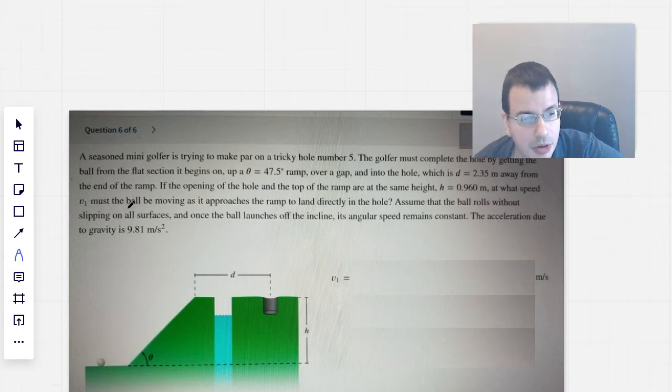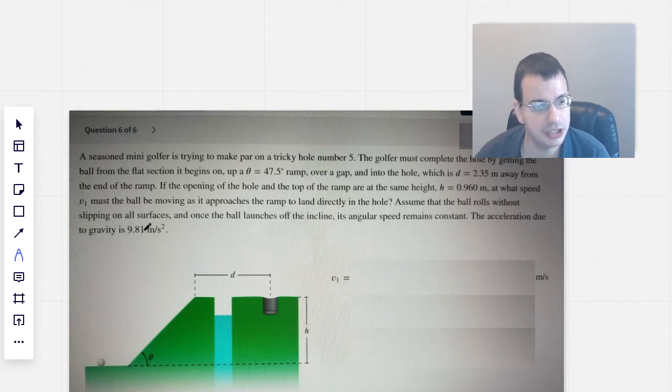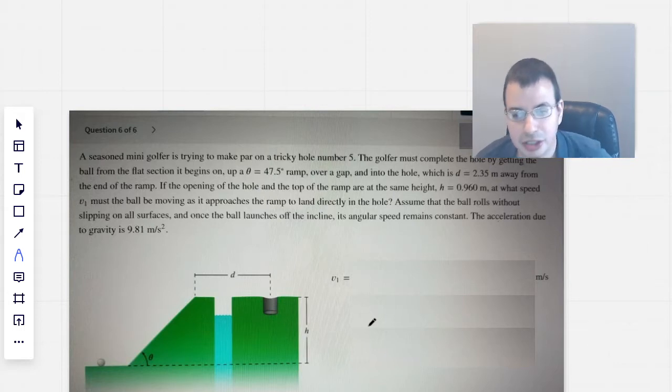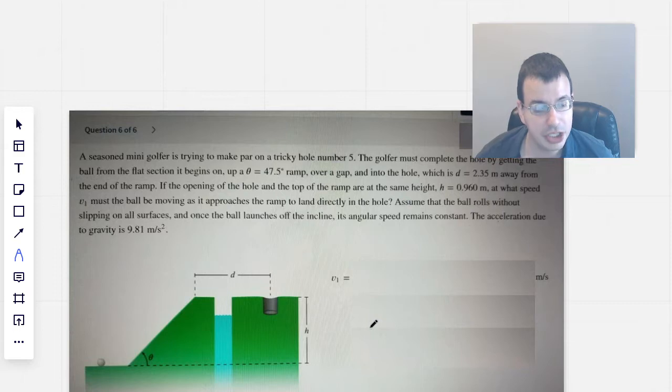at what speed must the ball V1 be moving as it approaches the ramp to land directly in the hole? Assume the ball rolls without slipping on all surfaces. That's a good point to take note of. Once the ball launches off the incline, its angular speed remains constant. The acceleration due to gravity is 9.81.